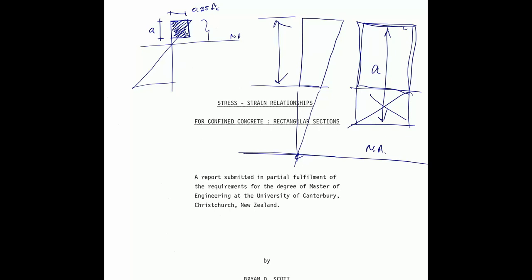The Whitney stress block gives you the 0.85 f'c uniform. But you have moment in here. How would this be picking up the information from the real cross-section mechanics?